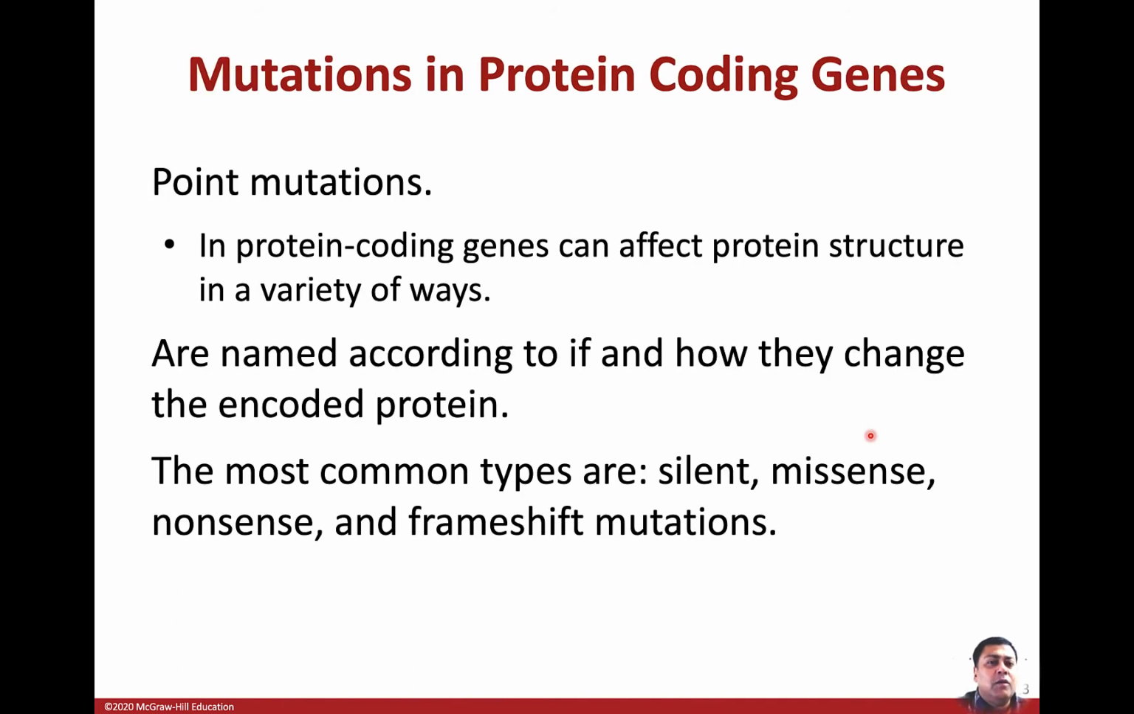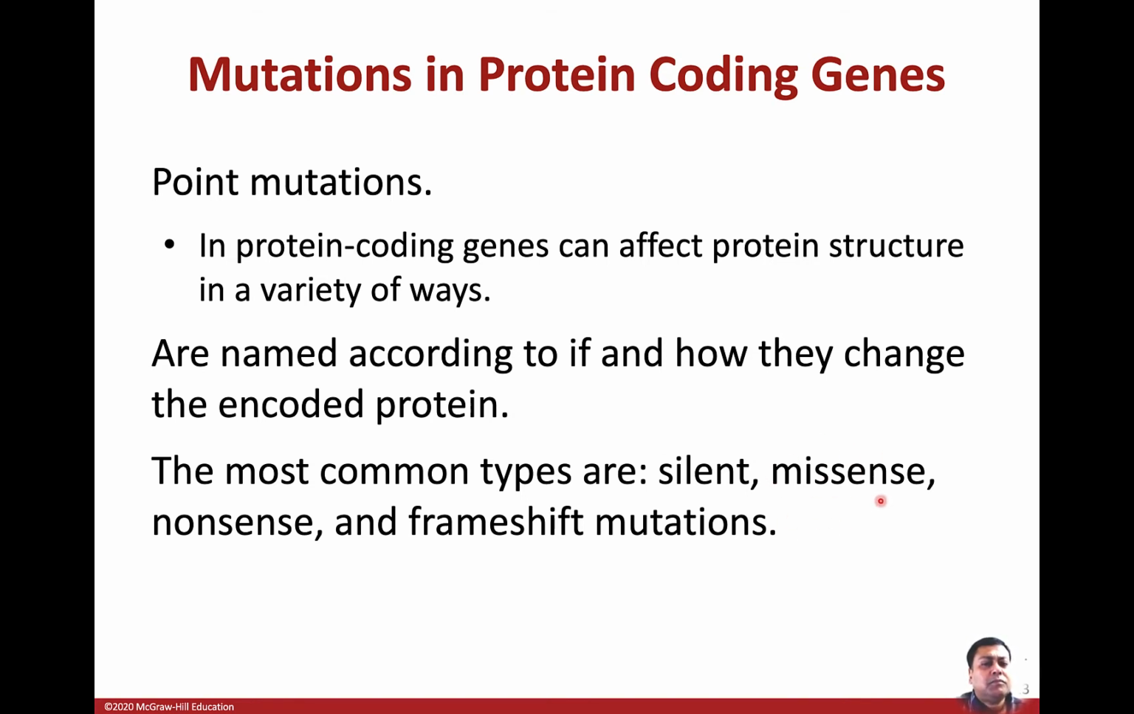So let's take a look at point mutations. We already talked about that. Point mutations in a protein coding gene can affect the protein structure in a variety of ways, and are named according to if and how they change the encoded protein. The most common types are silent, where the protein is not changed because of redundancy in the genetic code that we talked about. We call it the degeneracy of the code. For many codons, if just the third part of the codon is changed, it will still code for the same amino acid.